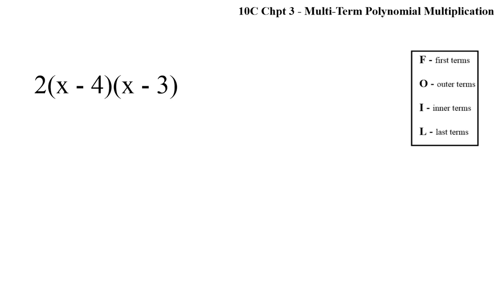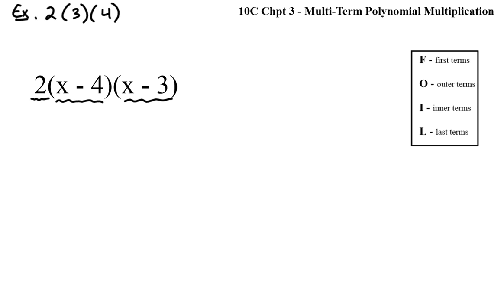Then we have a question where we have more than just a binomial times a binomial. We do have a binomial times a binomial, but times a monomial. Well, what we have to consider in this case, if I said 2 times 3 times 4, how would you calculate 2 times 3 times 4?